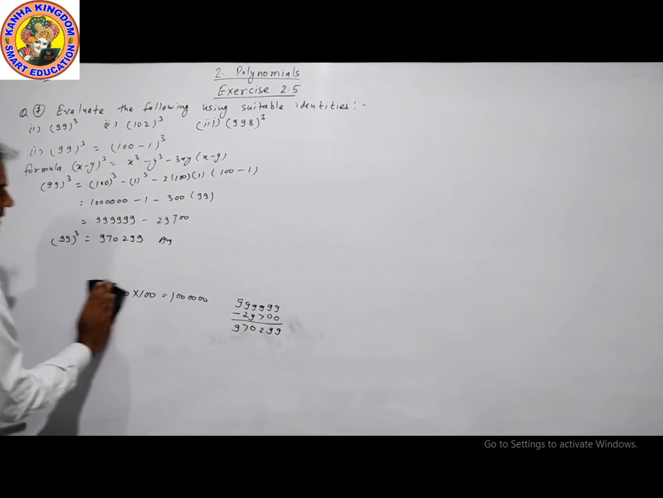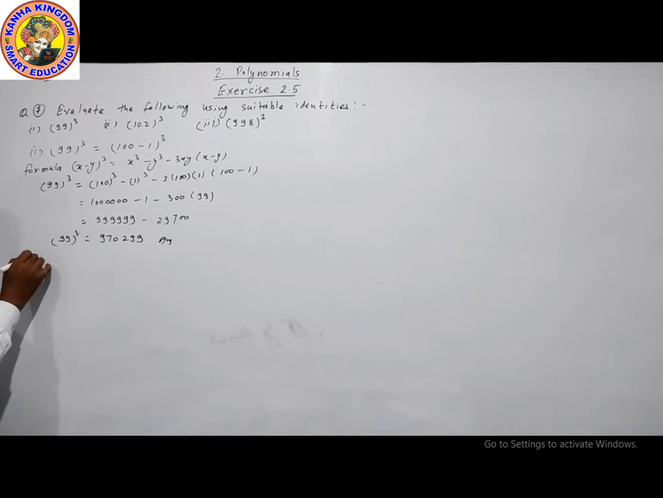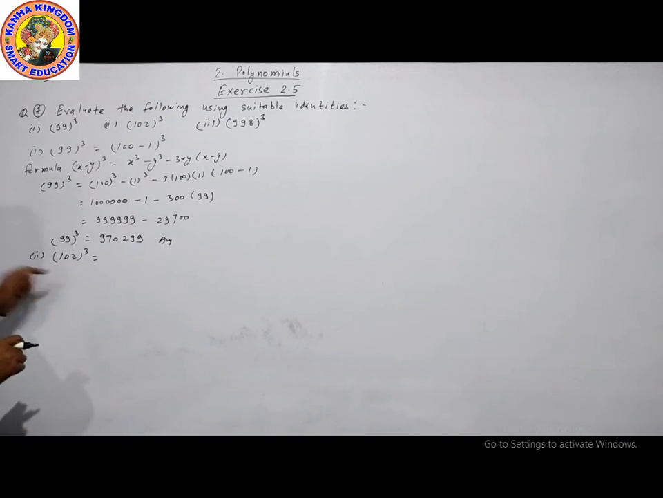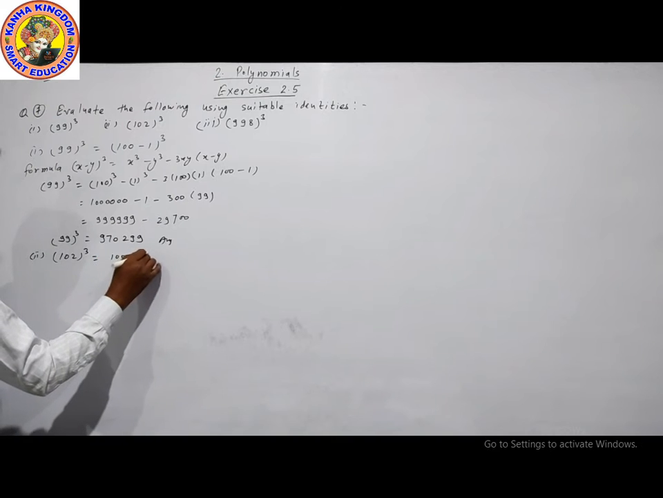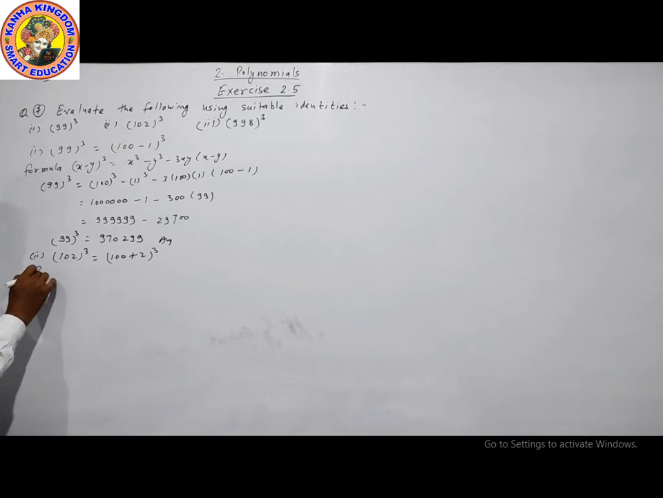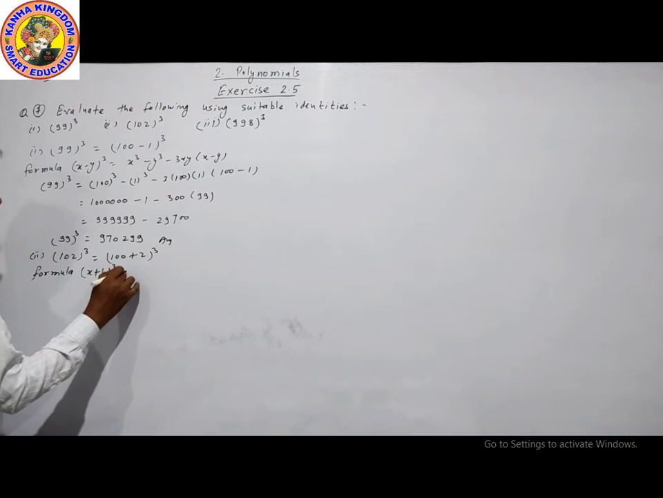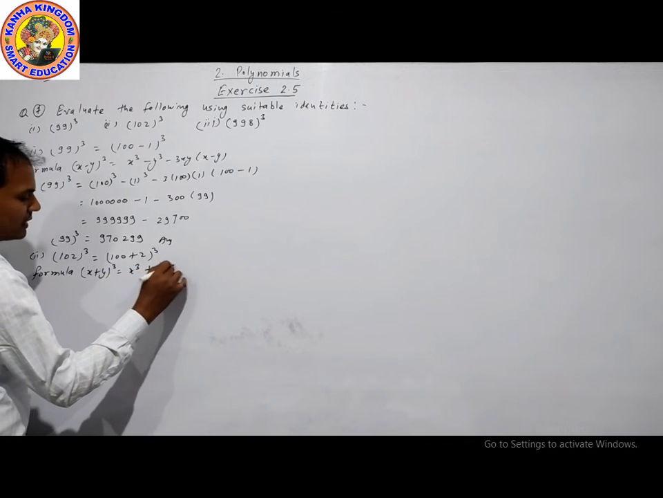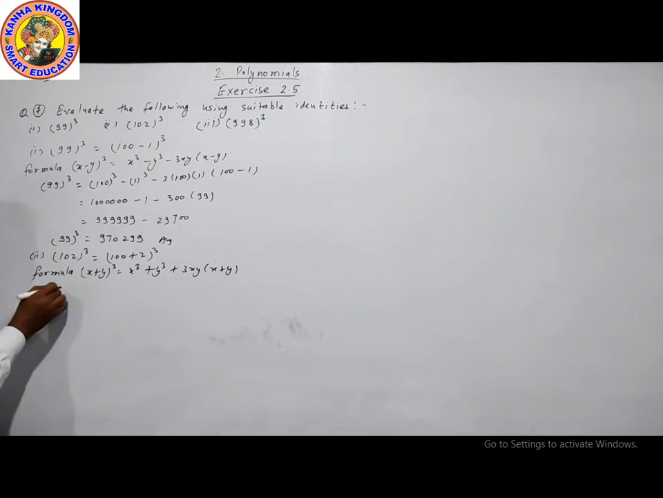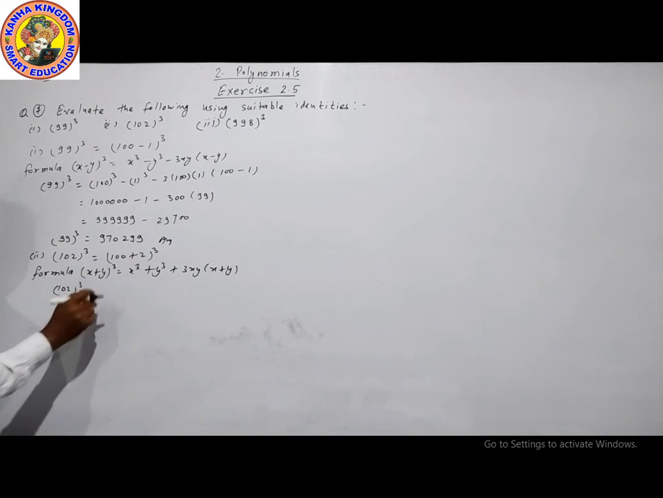Now taking the next one. Second, 102 cube. The nearby value is 100. So this is over (100 plus 2) cube, x and y, (x plus y) cube. The formula for (x plus y) cube is x cube plus y cube plus 3xy times (x plus y). This is our formula. Now putting the value, x is 100, y is 2.